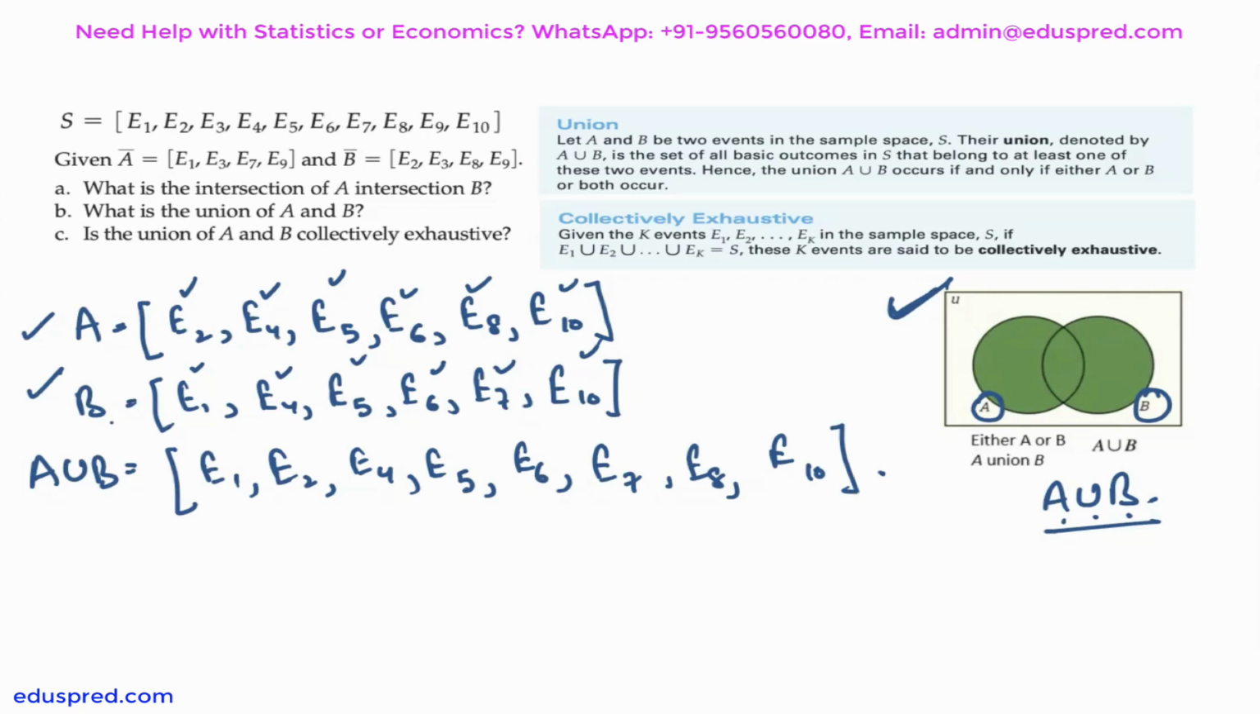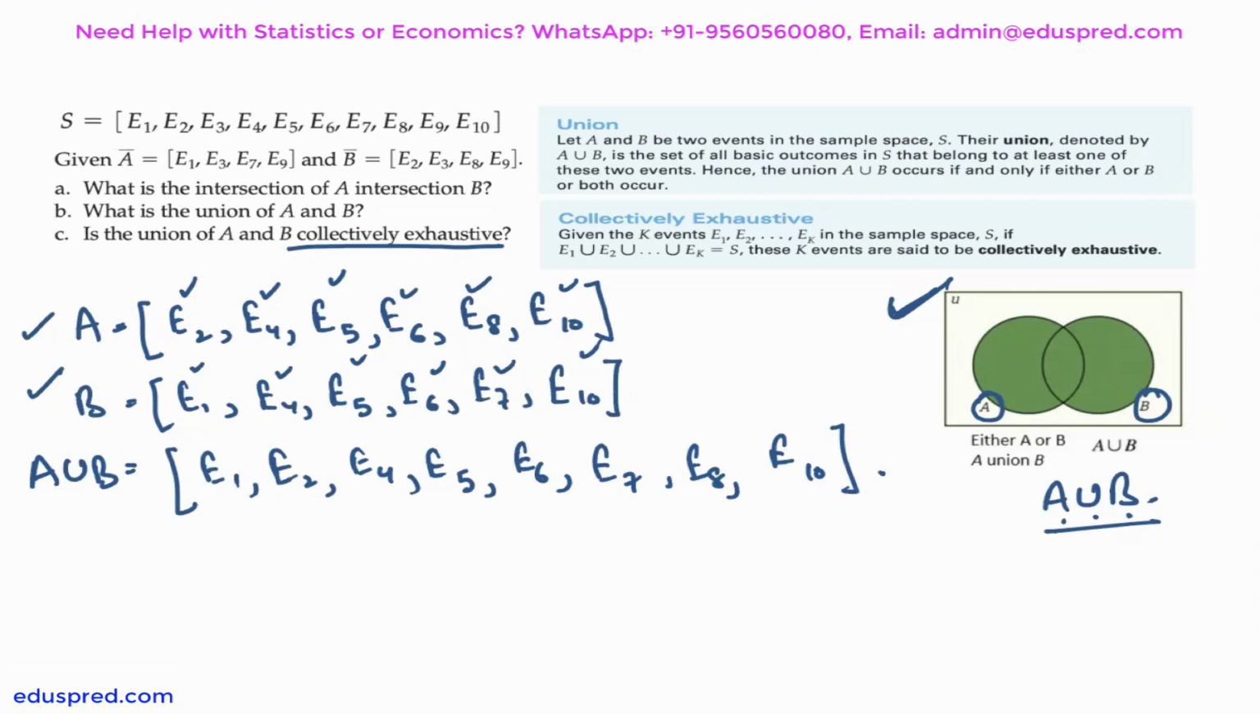The last and the final part of the question asks us, is the union of A and B collectively exhaustive? What do we mean by collectively exhaustive? Collectively exhaustive in simple words means that when we take the union of two or more events, whether all the outcomes in that union are there in the sample space also. So basically, if the union of these events contains all the elements which are present in the sample space, then we can say that yes, the union of these events is collectively exhaustive.